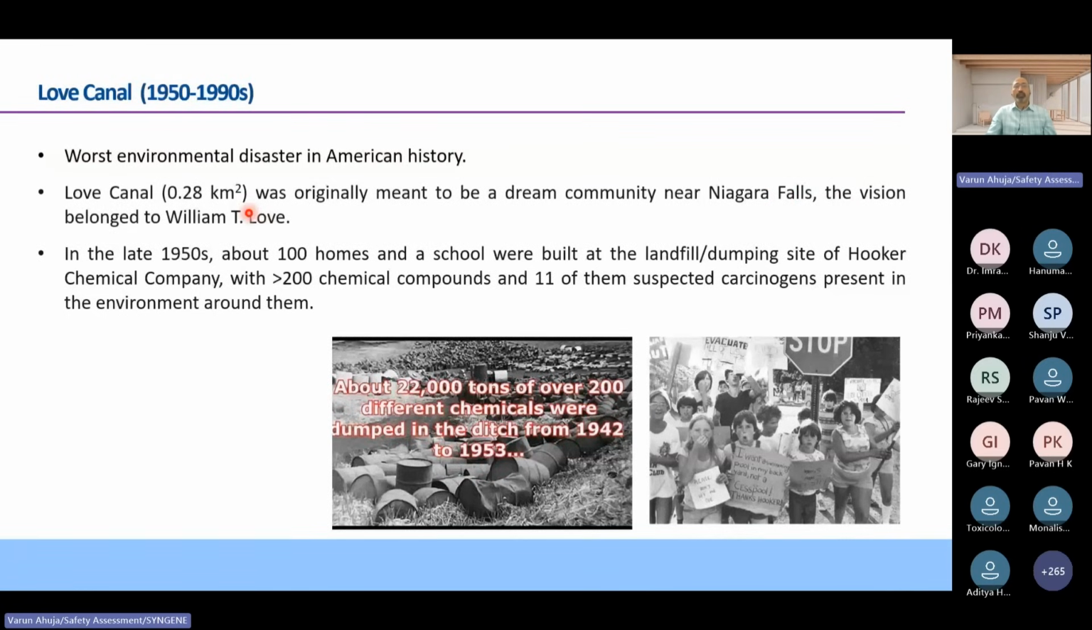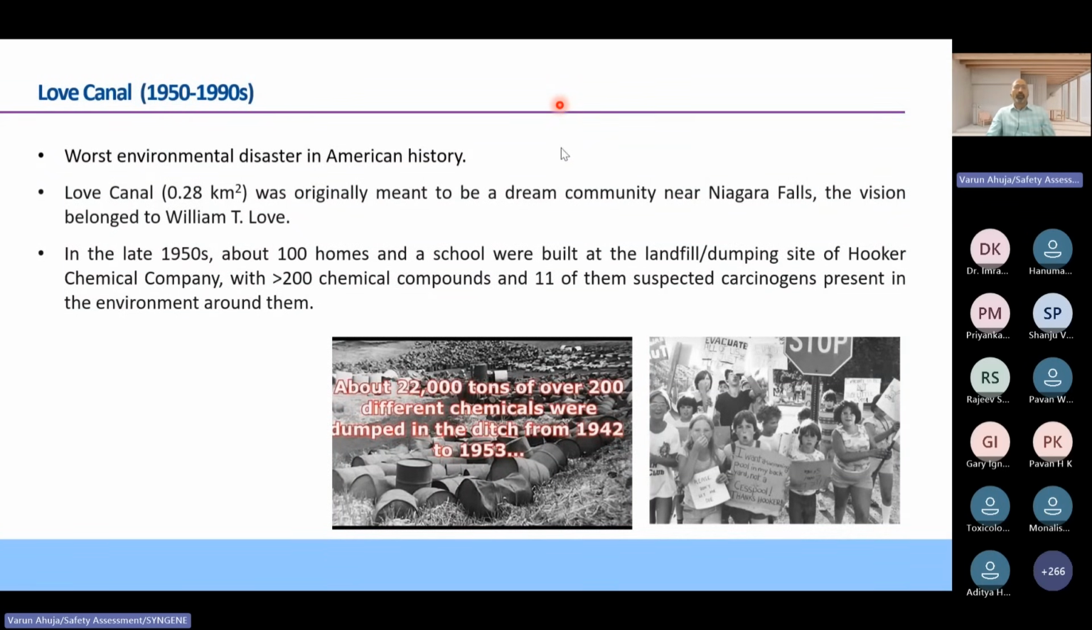The vision belonged to William T. Love, who thought he would make a very good colony or settlement around the Niagara Falls region. He dug some canal around that time, because the electricity was to be from a hydroelectric source. So he dug some canal around the Niagara Falls region so that he could use it for generating hydroelectric power. Later on, because of some reasons, this canal was left, and then people started using it for swimming.